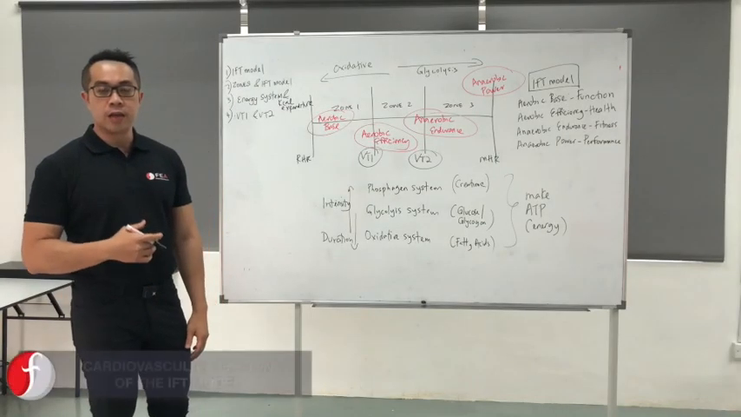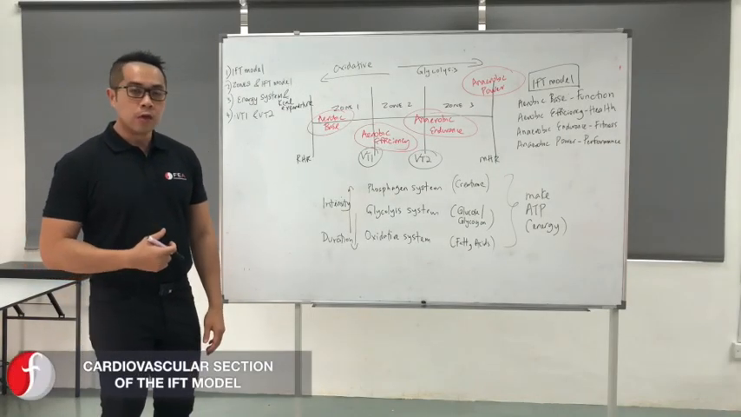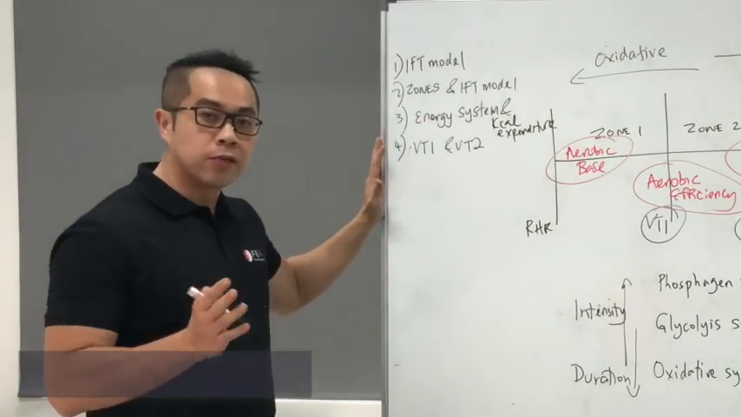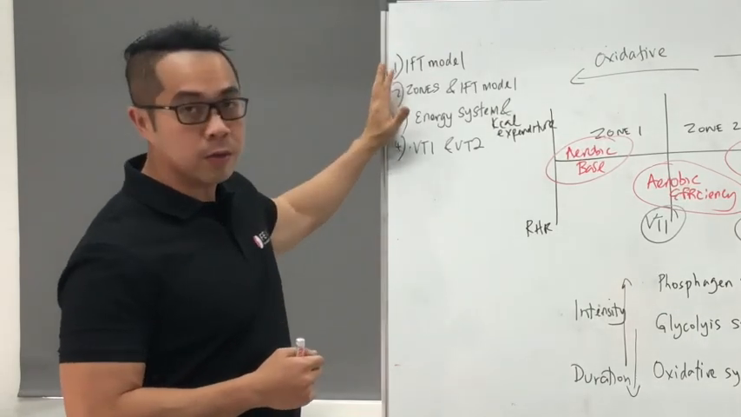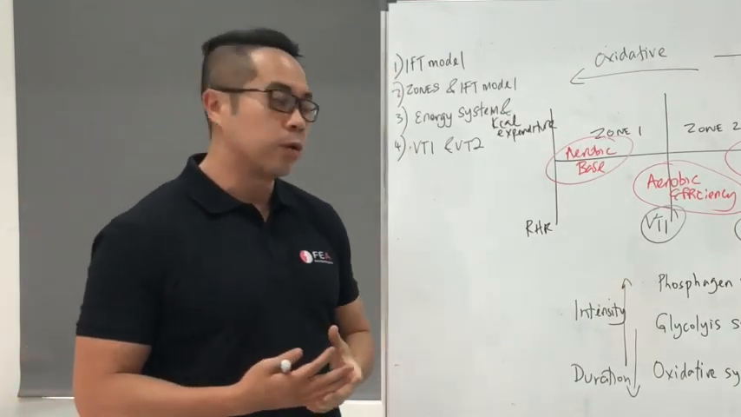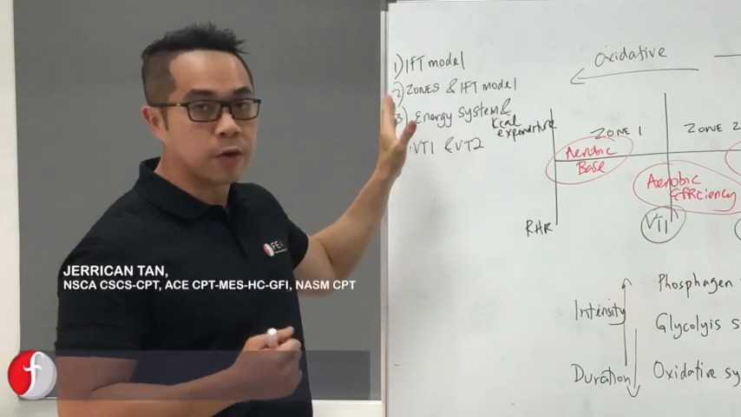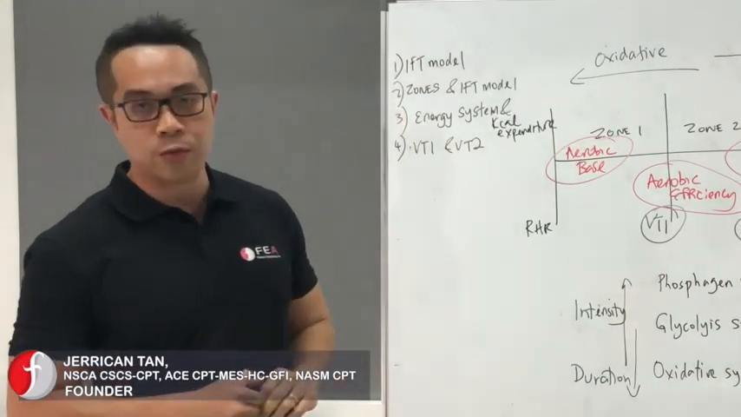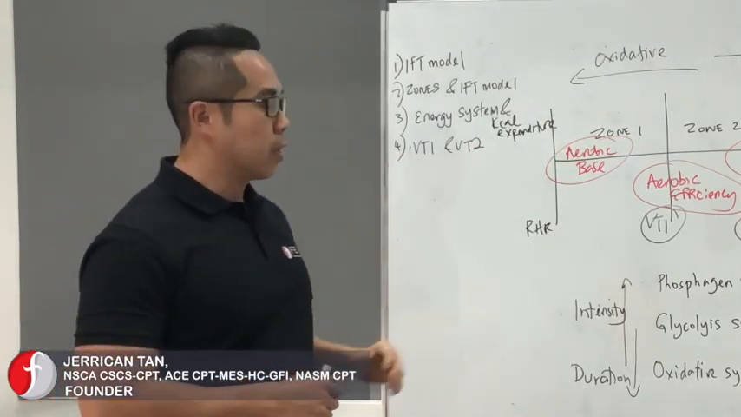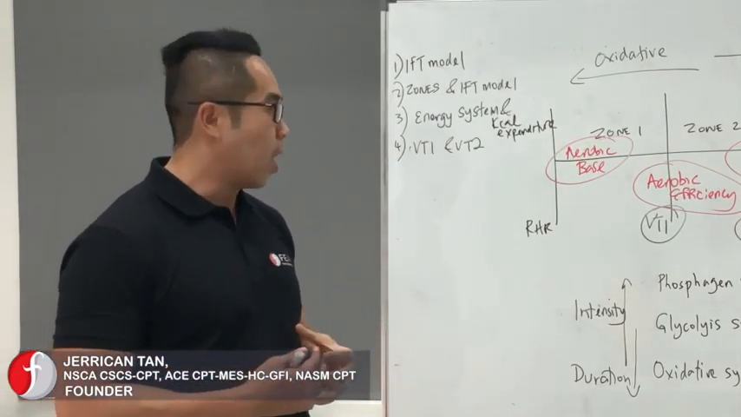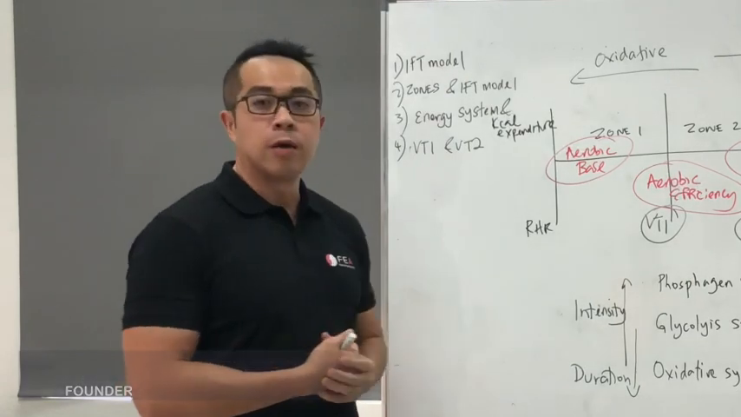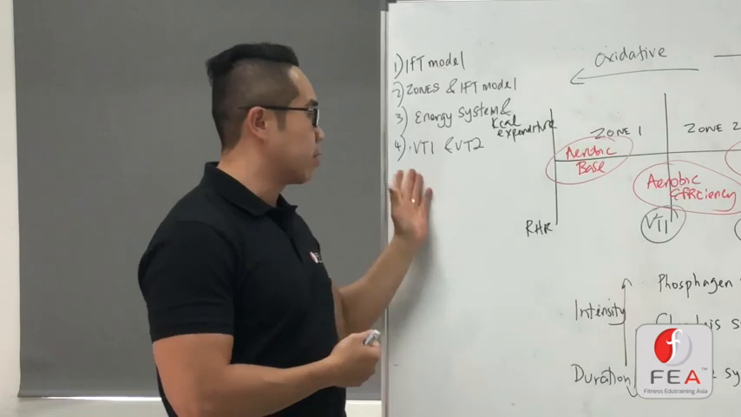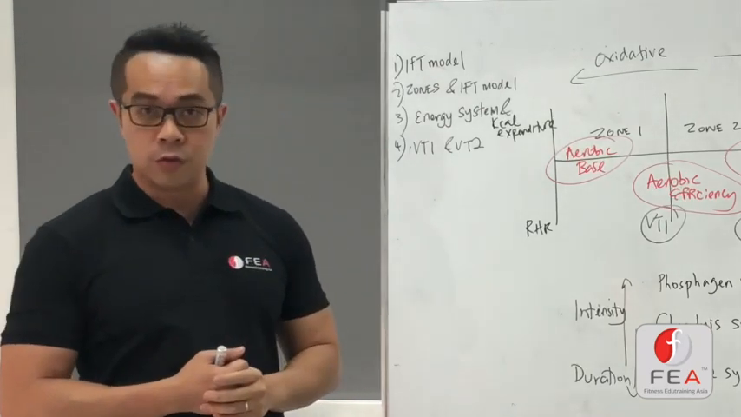Welcome to the cardiovascular section of the IFT model. What we look at in this section will be these four components. First, let us look at the IFT model. Then, let's look into the three zones formed in the IFT model of cardiovascular, as well as how it relates to the IFT model. Number three, let's look at the energy systems and how we analyze the calorie expenditure of different intensity. And finally, let's understand BT1 versus BT2.